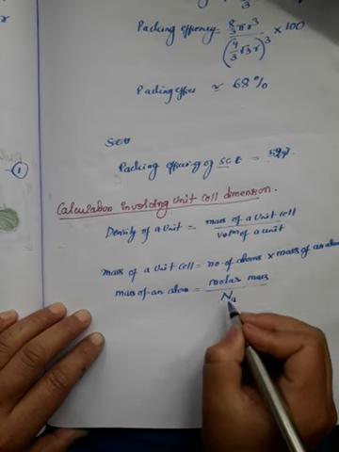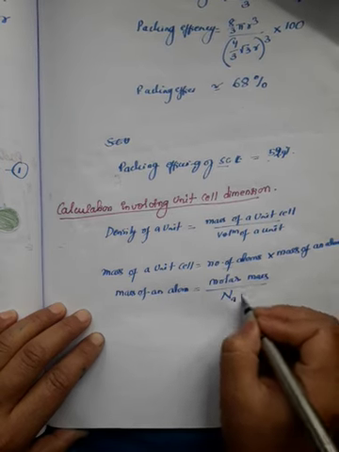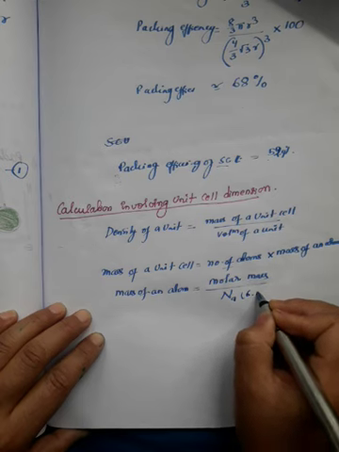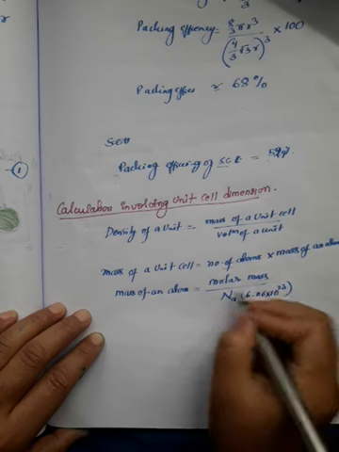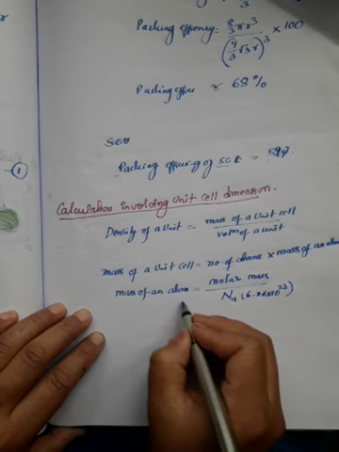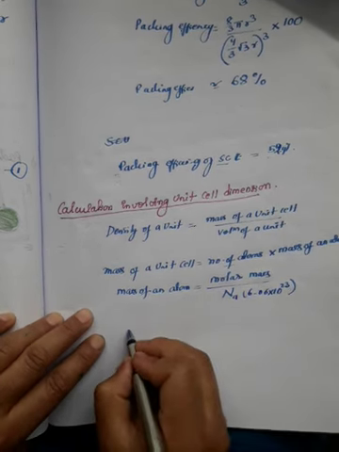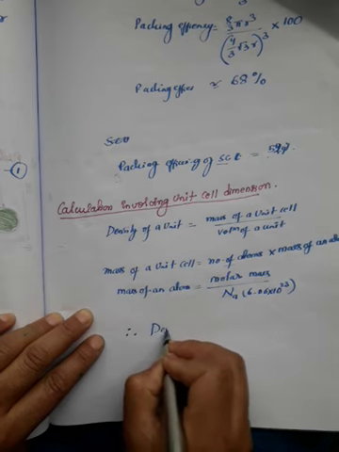So what is the Avogadro number? It is 6.02 into 10 to the power 23. So if you divide molar mass by this, you will get the mass of an atom. So therefore, what is the density?